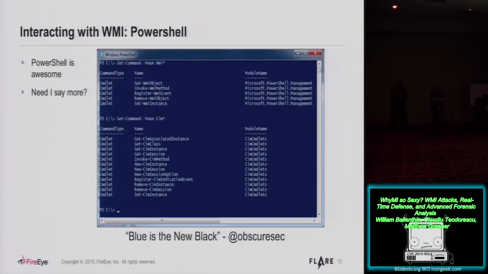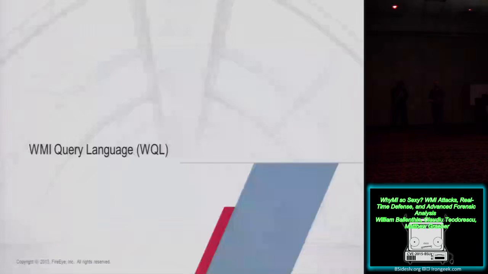There's some additional utilities like Microsoft CIM Studio, which is useful for researchers that are interested in viewing the WMI repository, inspecting all the classes, namespaces and stuff. So we've used that heavily in this research. All right.